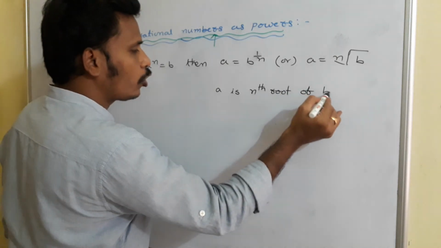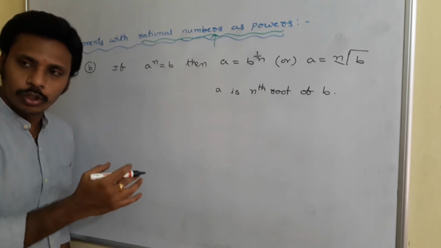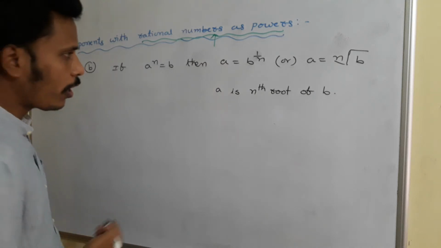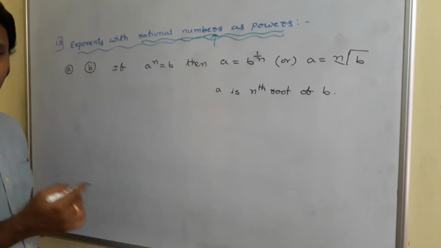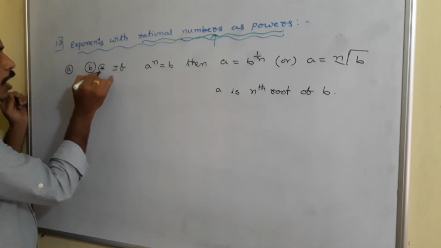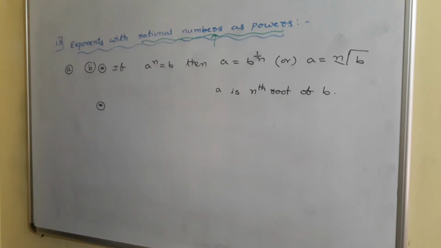A is the nth root of b. Just as I mentioned, fourth root, third root, second root, fifth root, all those things we will get. Okay, so a is the nth root of b. And what I am going to say is, you just observe here, there is a chance to develop one beautiful logic here.